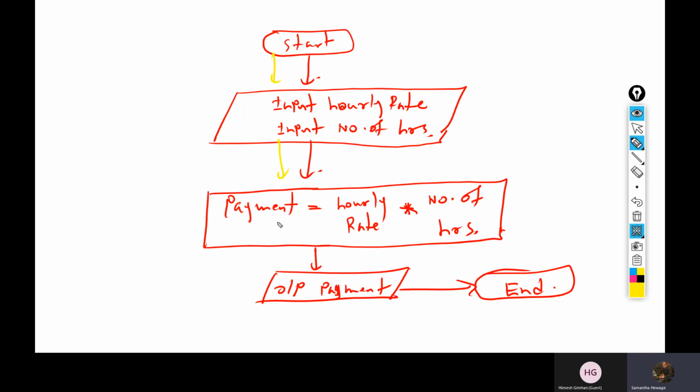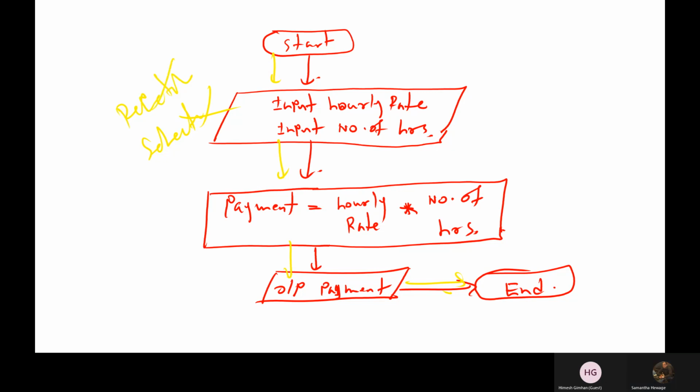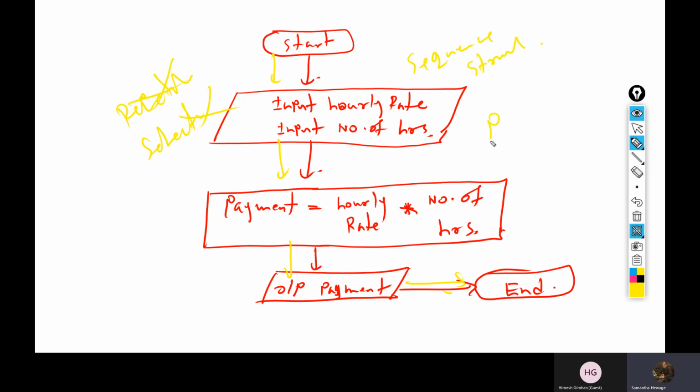This and this, then finish. There is no selection here. No selection, no repetition. This is the sequence structure. Can you write a pseudocode for this?